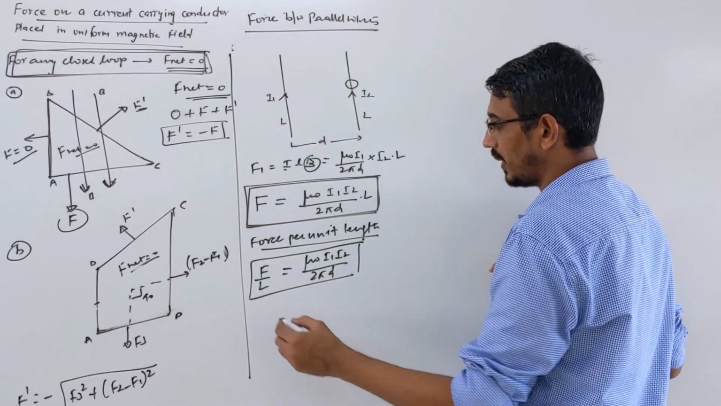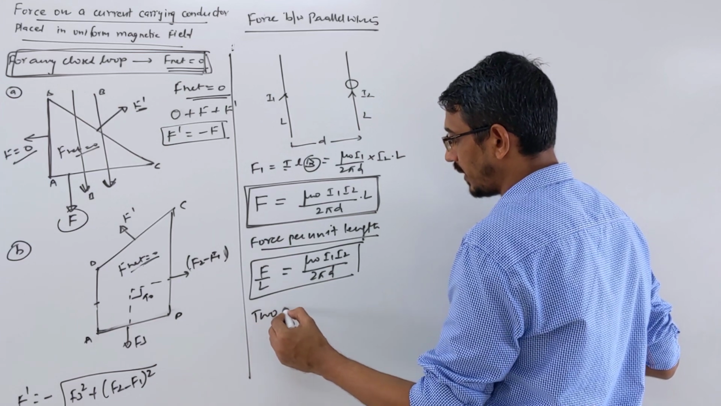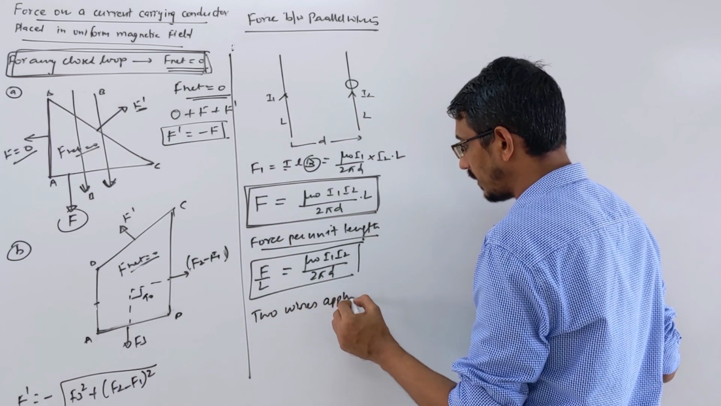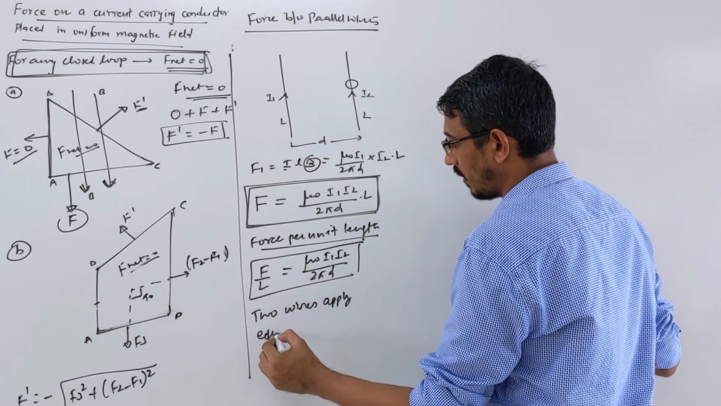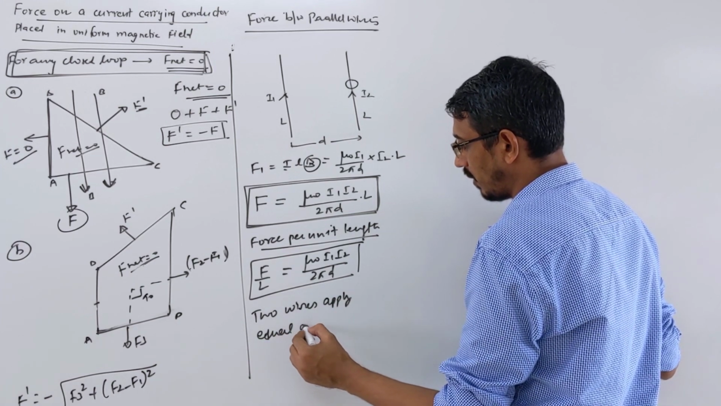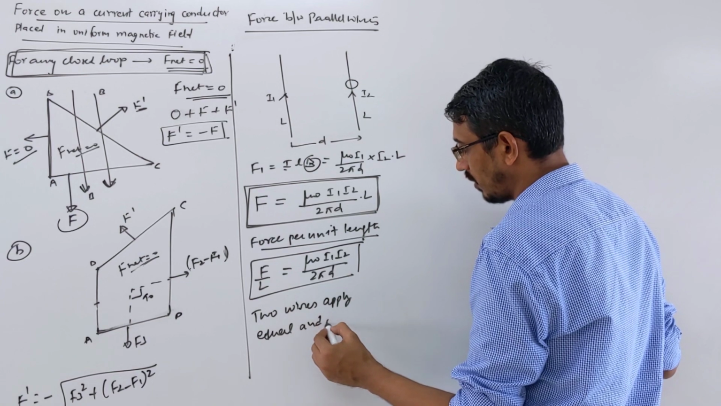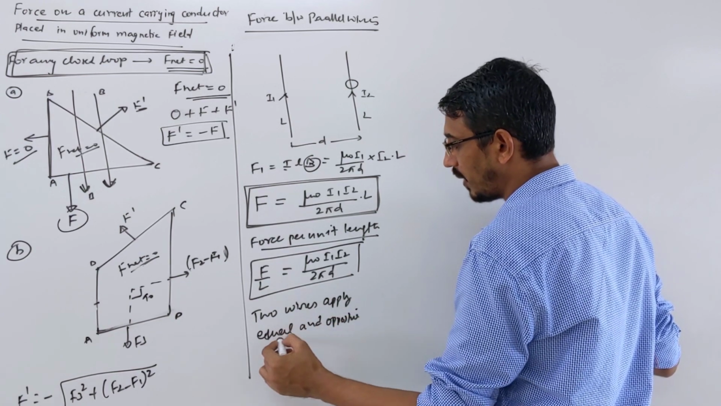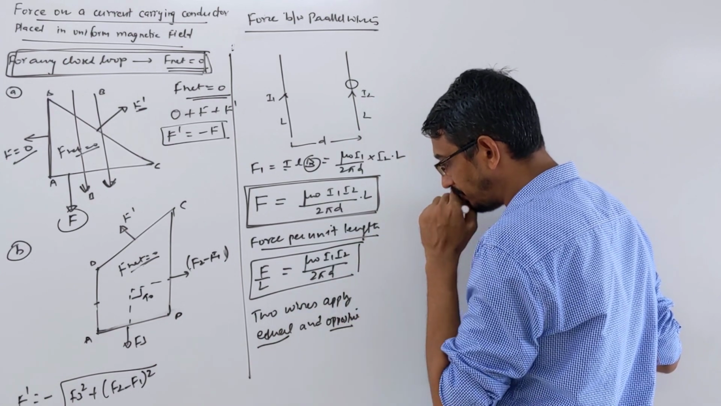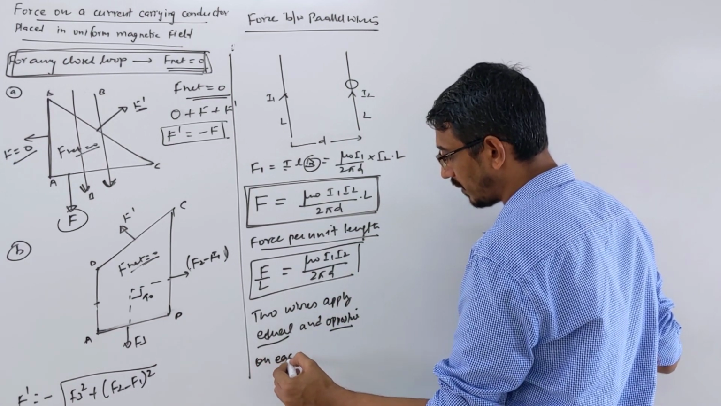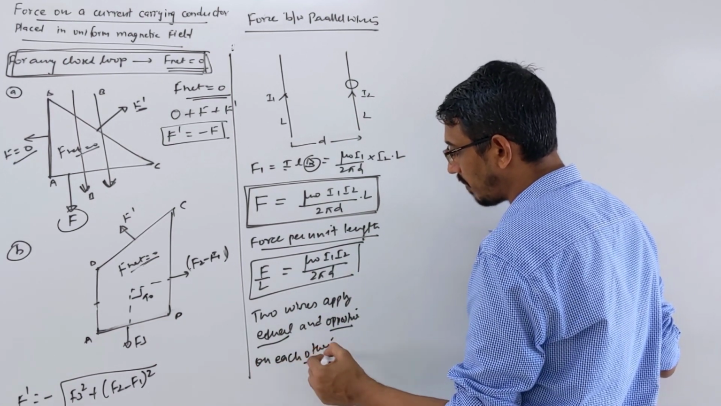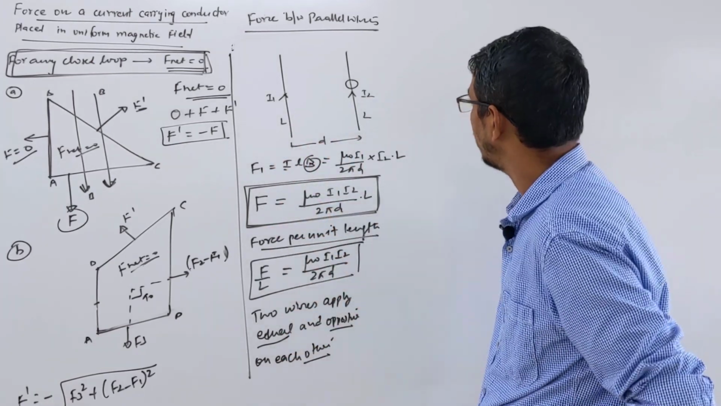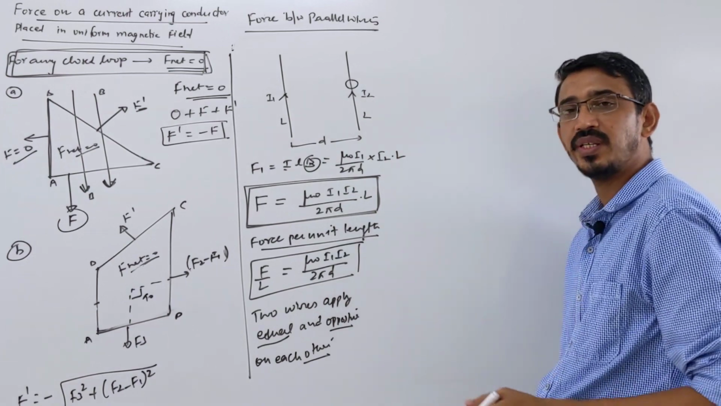So listen, the two wires apply equal and opposite force, equal in magnitude, opposite in direction, on each other. So how much force are they applying on each other? Exactly equal. Okay, now the thing is whether they are attracting each other or repelling each other.